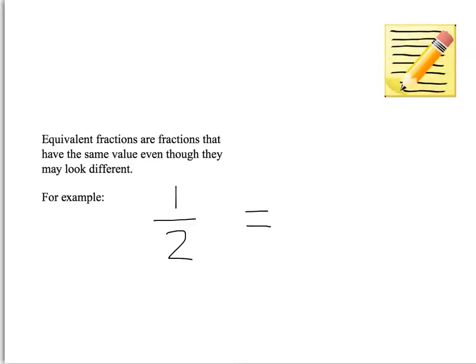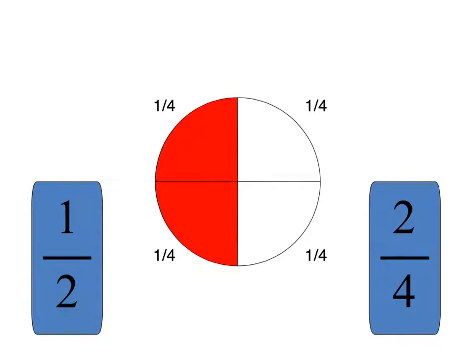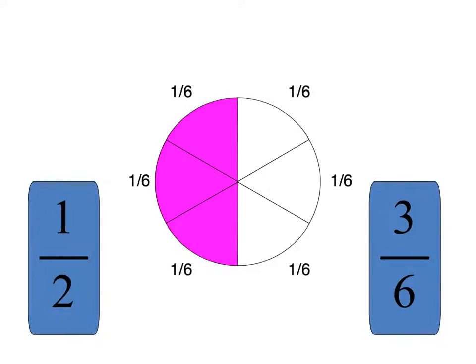equals 2/4. Now, you can see here that 1/2 of the circle is shaded, but if we split that into quarters, that actually equals 2/4. So you can see clearly that 1/2 is equal to 2/4.